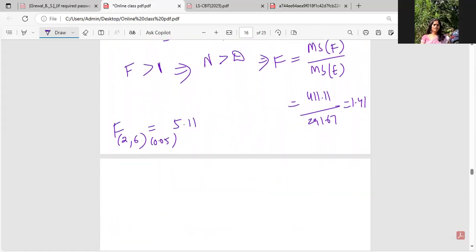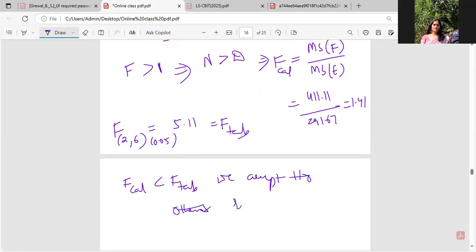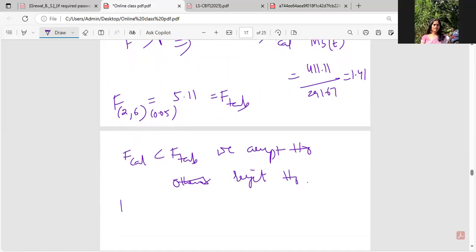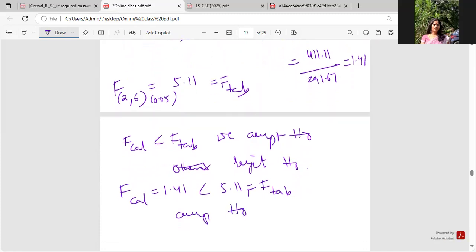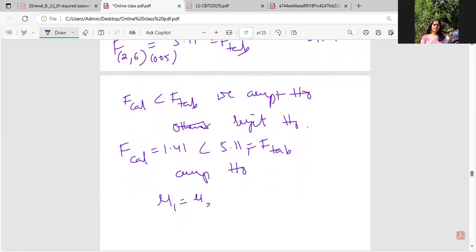Now, this is the calculated value, I'll write it in short, FCal. If FCal is less than FTab, the tabulated value, then we accept H naught. Otherwise, reject H naught. So what is the value I've got? FCal is 1.41, which is less than 5.11, the F tabulated value from the table. Hence, accept H naught. What is H naught? All the means are the same. Mu1 is equal to mu2 is equal to mu3.